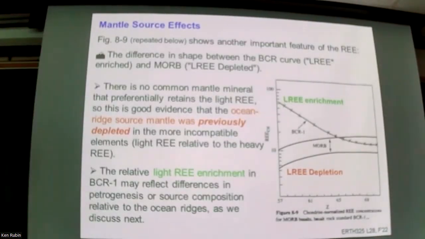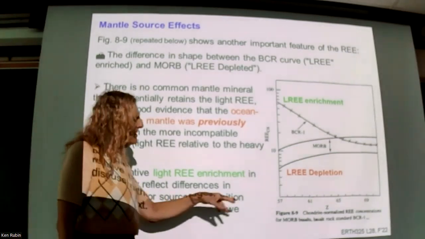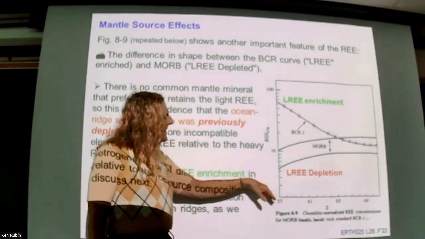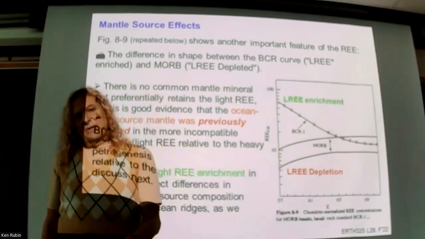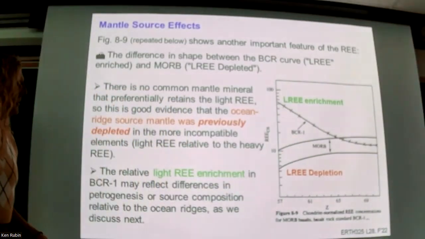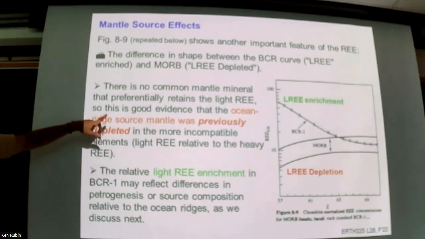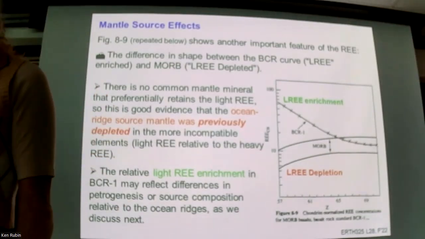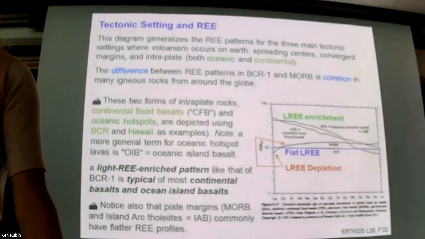Okay, so the next thing to think about is the relative shapes of these curves, the so-called enrichment and depletion, the names that I mentioned previously. LREE stands for light rare earth element. This is the general pattern of light rare earth element depletion and enrichment, which I kind of just talked through on the last slide, so I'm not going to repeat it.